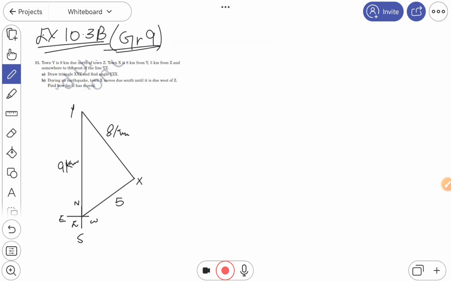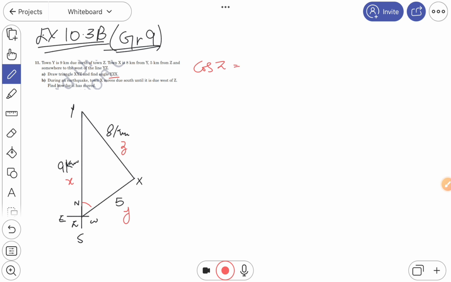Now I have to name the sides: the side opposite to angle Z is side z, the side opposite to angle X is side x, and the side opposite to angle Y is side y. We have to find angle YZX. That means we have to find angle Z of this triangle. I am using the cosine rule, as I know that when three sides are given and none of the angles is given, I have to use the cosine rule.